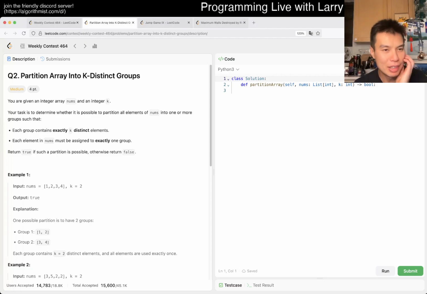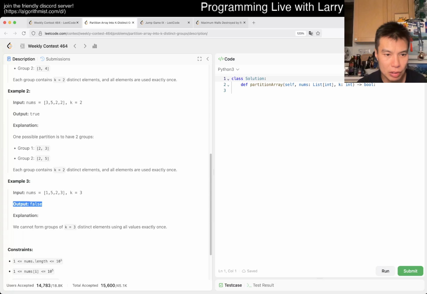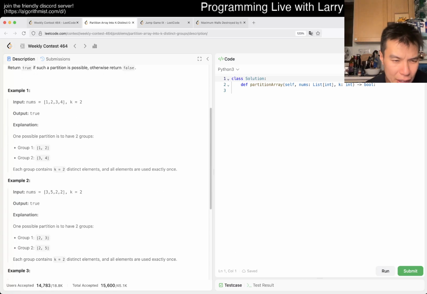All right, partition array into k distinct groups. Nums, k, all elements of nums in one or more groups such that each group has k distinct elements. Each group contains exactly k distinct elements. So what do dupes mean in this case? You have this, but there's also the case where if you have just an extra number, then it could be 2, 2, and then whatever, right? So what does this mean?